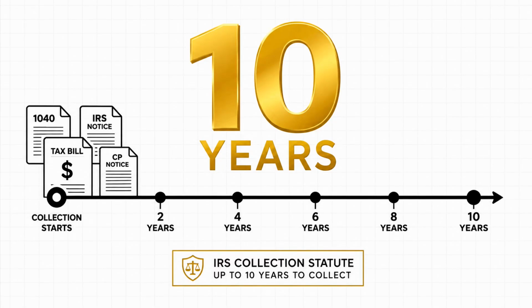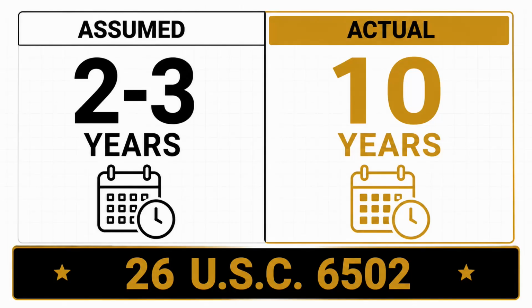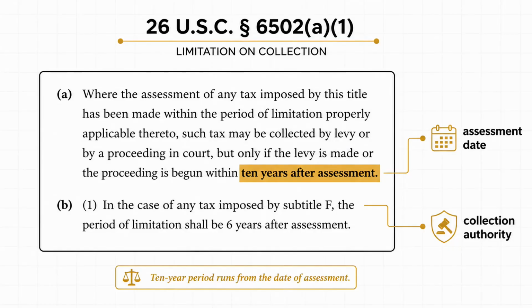The IRS has exactly 10 years to collect what you owe. Most people assume the number is 2 or 3. The actual number is 10, written into 26 U.S. Code, Section 6502, 10 years after assessment. Here is what that does not mean.